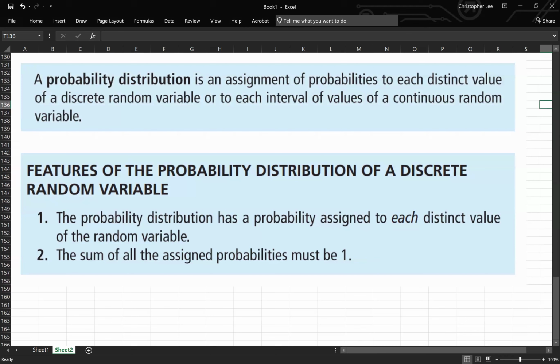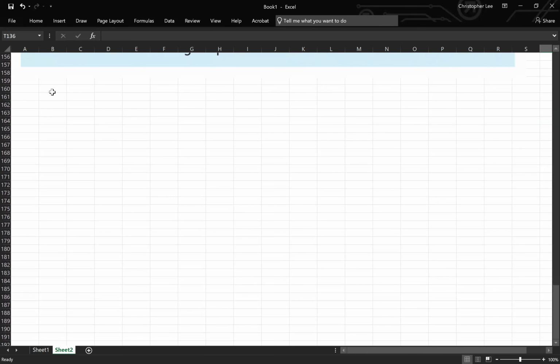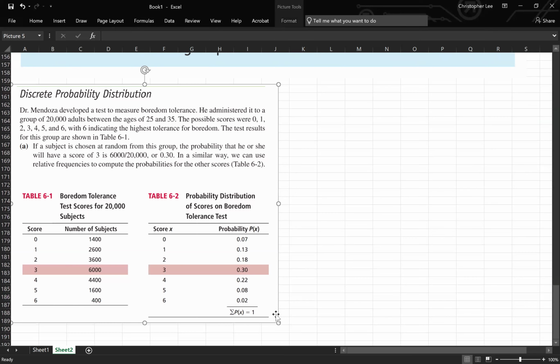This is another homework assignment. All right. It's okay. Let's look at an example real quick.